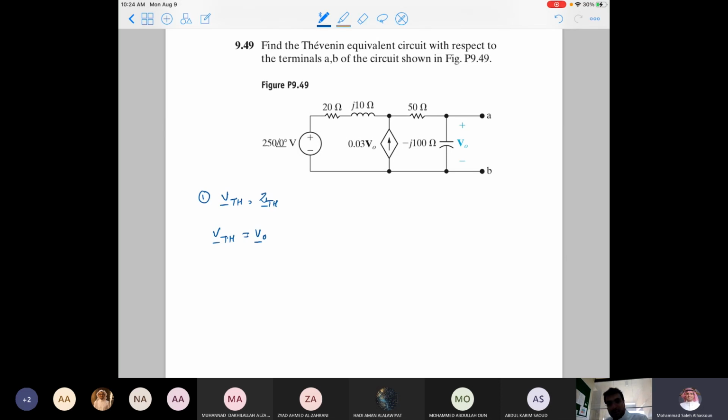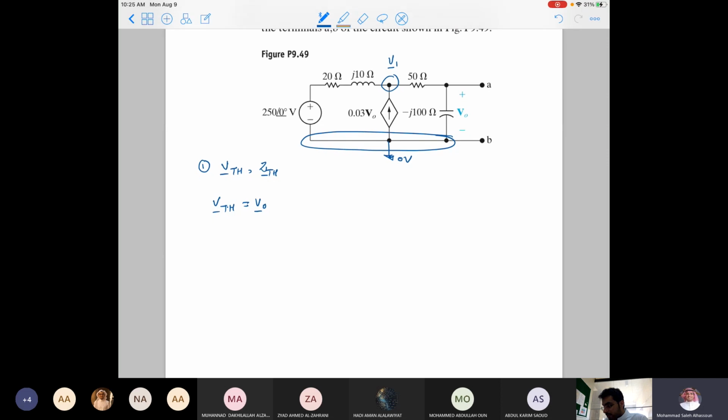There are multiple ways of doing this problem. The first one is you can apply mesh analysis. In this case, you need a super mesh. Or, much simpler, you can apply the node voltage method. If you apply the node voltage method, then you'll have one essential node, which is this one. Let me call it V1. And I'm going to set this one as the reference point, or the zero volt point. Let me apply the node voltage method.